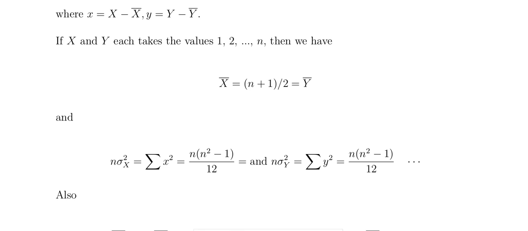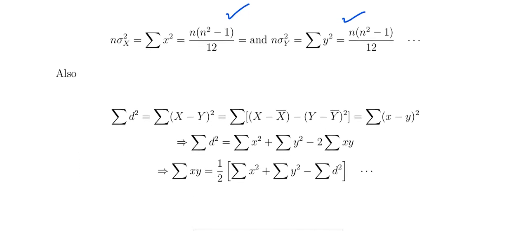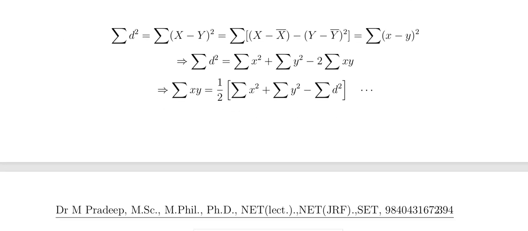So if x and y each take the values 1 to n, then we have x bar equal to (n plus 1) by 2, and y bar is also (n plus 1) by 2. And n into the summation of x square is n into n square minus 1 divided by 12, and n into the summation of y square is also n into n square minus 1 divided by 12. So we try to find out the correlation coefficient for this one.